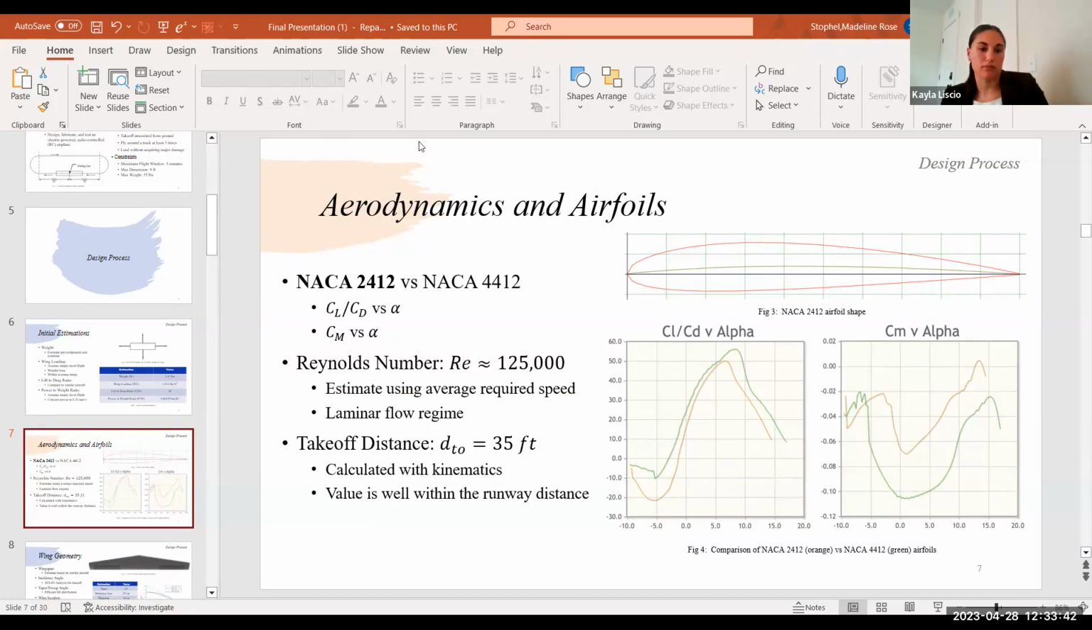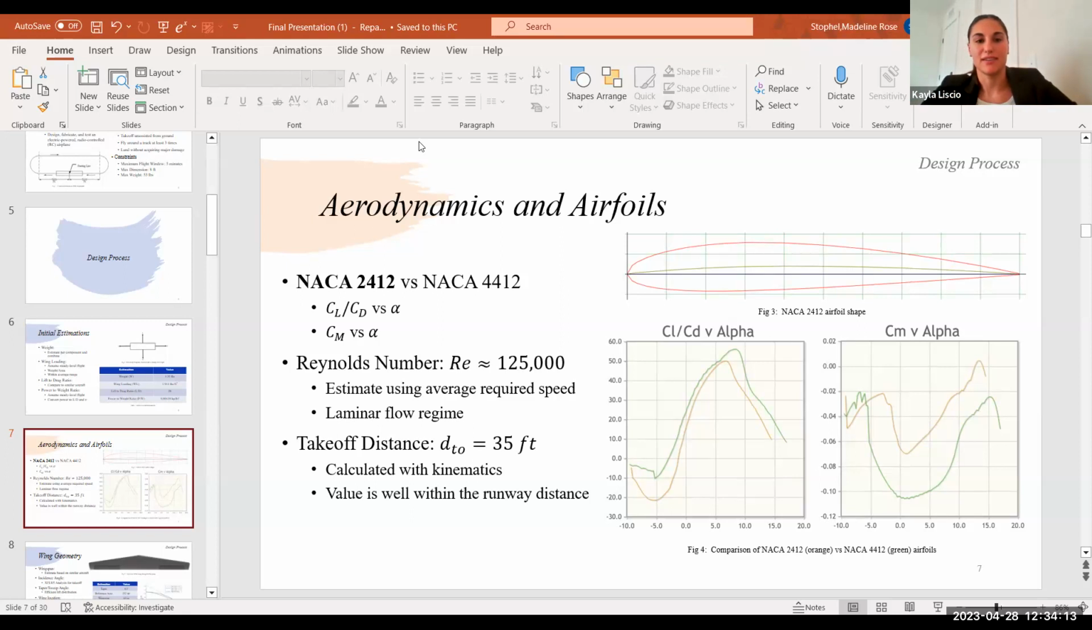Yeah, we looked up a lot of stuff online. We saw that the 2412 is a bit smaller, less thick than the 4412, so it had a lower drag coefficient. The 4412 also had a higher lift coefficient, but since this was low speed, we found that the 2412 was a little bit better.